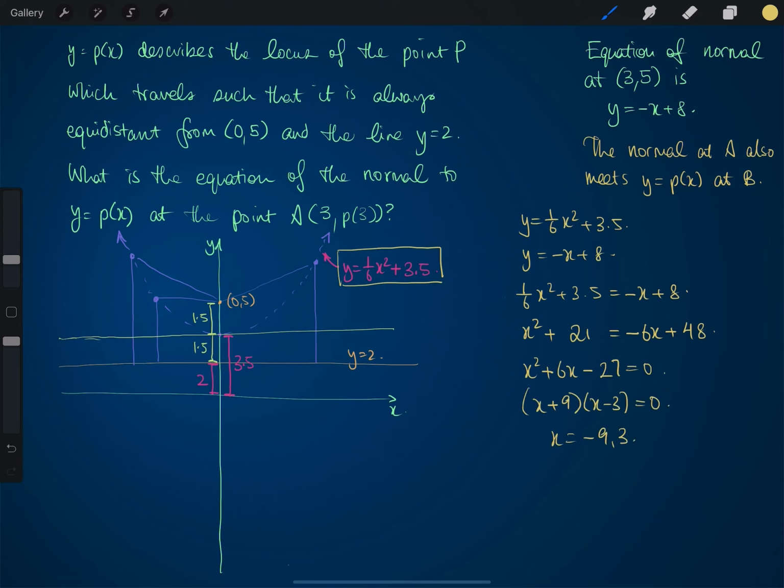We already knew about x equals 3, right? So this time we'll find the y value for x equals -9. And I'm lazy, so I'll just do it for the normal. And y equals -x plus 8, so y equals 17.